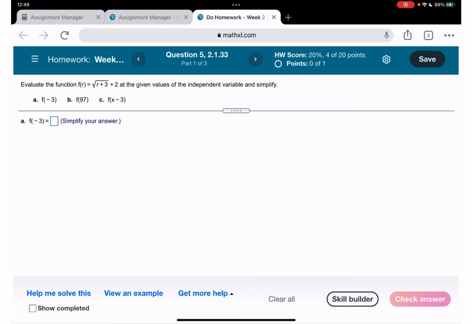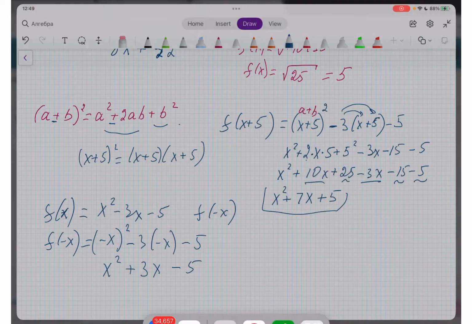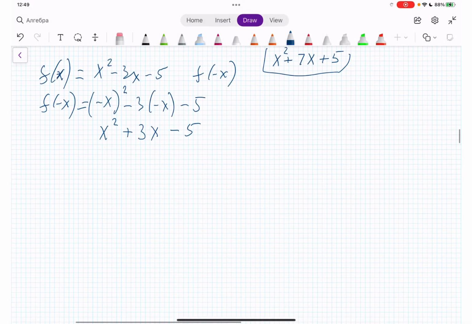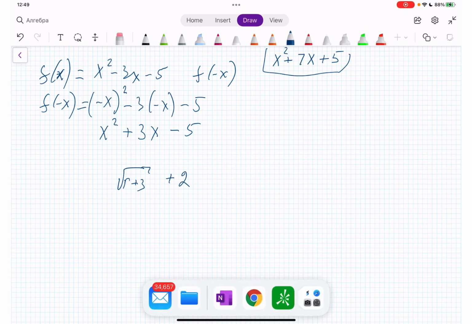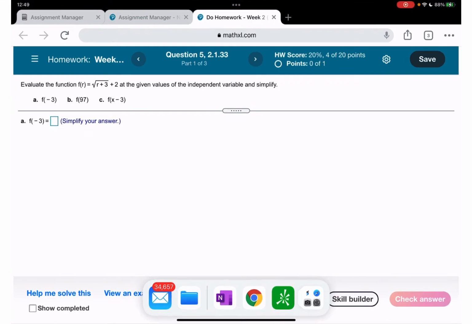This one is similar, I already solved it, so it's similar to your test question. Square root of r plus 3 plus 2. This is letter R. Okay, so what do we need to find out? f of negative 3.